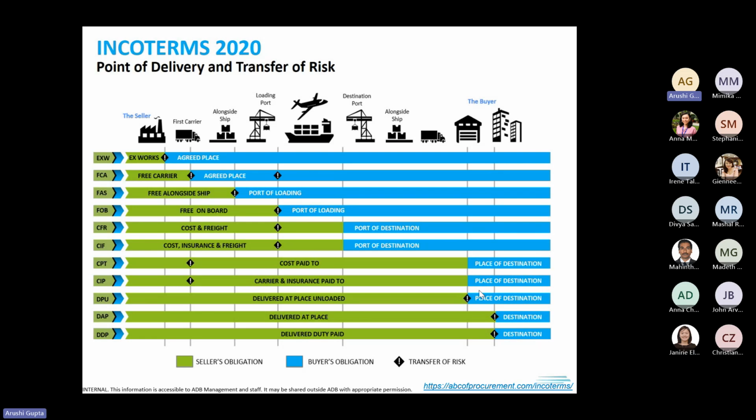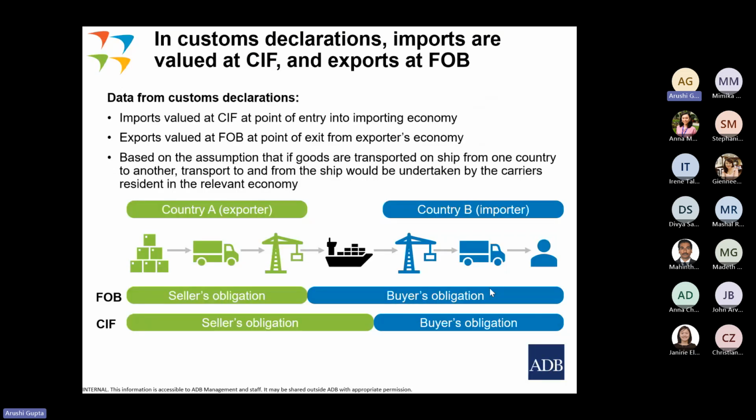The specific contractual arrangements tackled in SNA with respect to exports and imports would be CIF and FOB, that is cost, insurance, and freight, and free on board. So in this context, we can see how these are utilized for SNA.